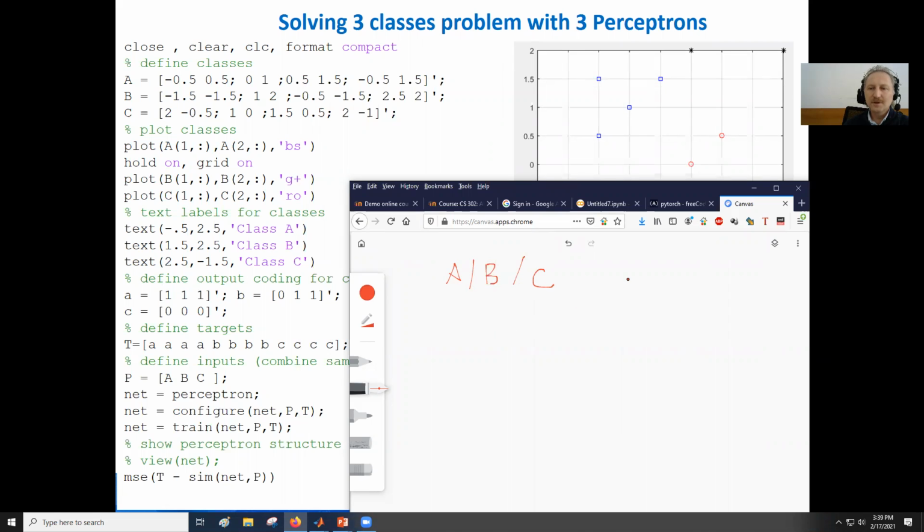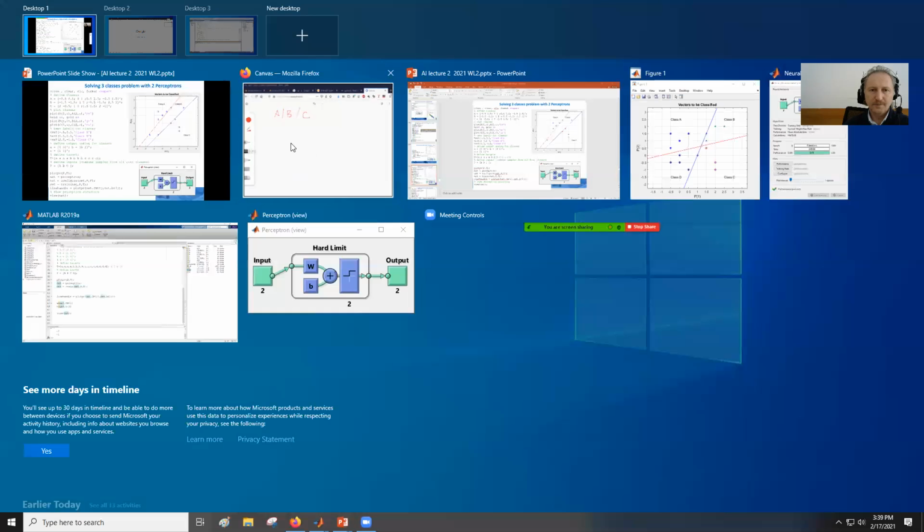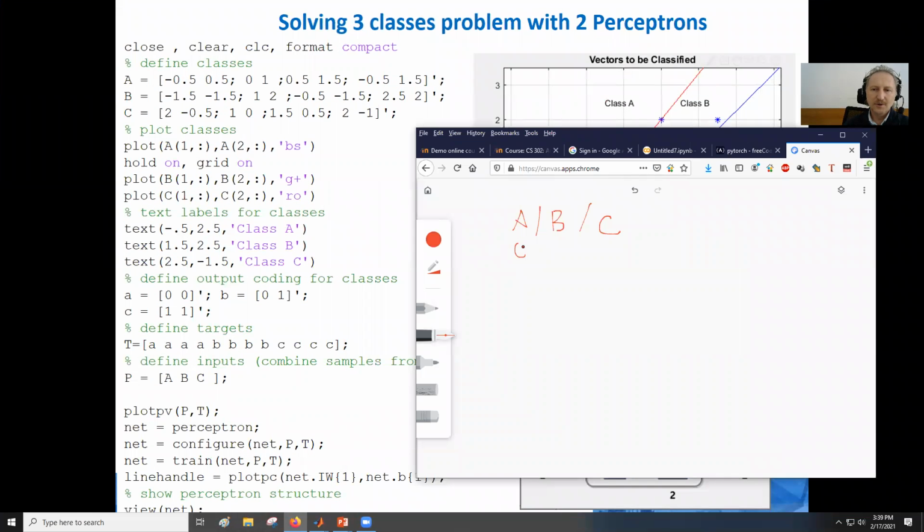To code this one, you can use this code. For example, in our previous slide, we used the codes 0, 0, 0, 1, and 1, 1. And if you want to produce these 2 outputs, you need to use 2 perceptrons: activated output 1, activated output 2. Two perceptrons you need to use.